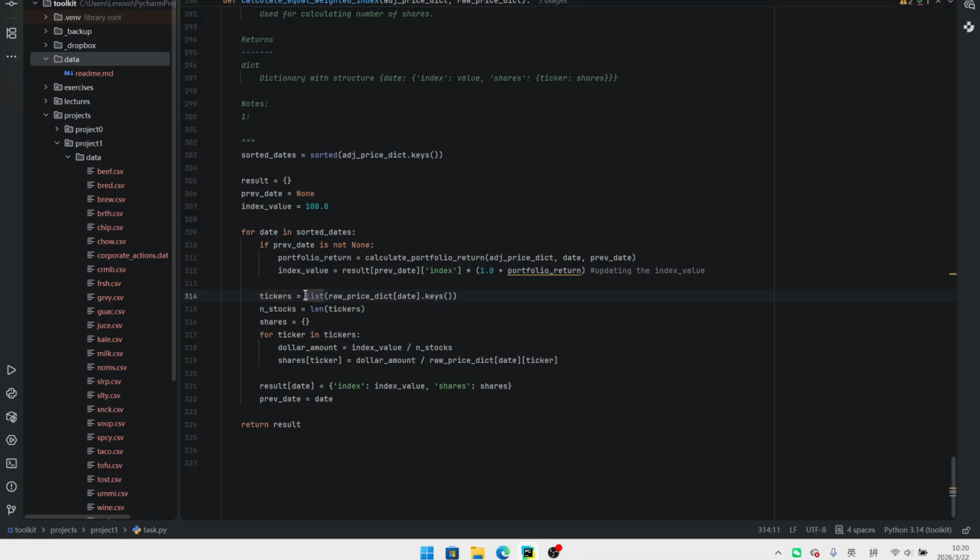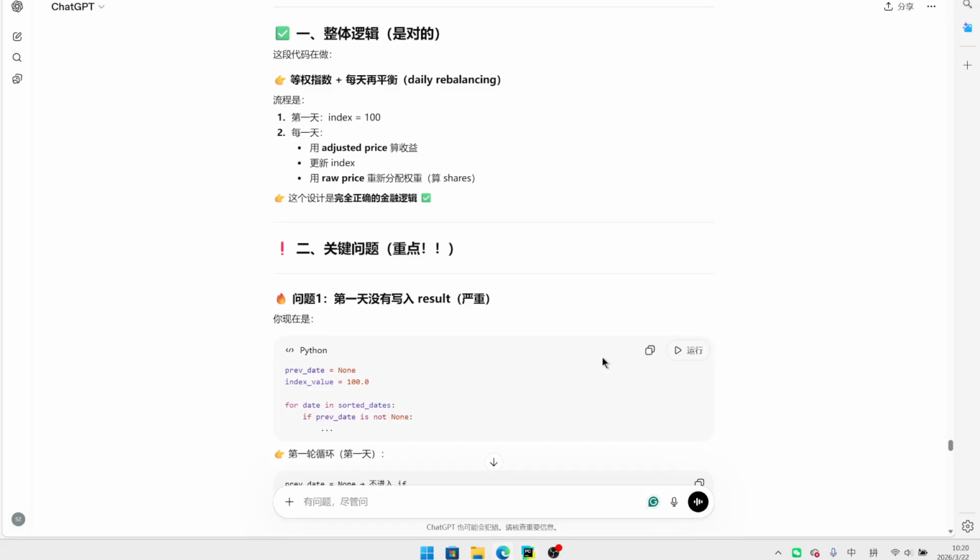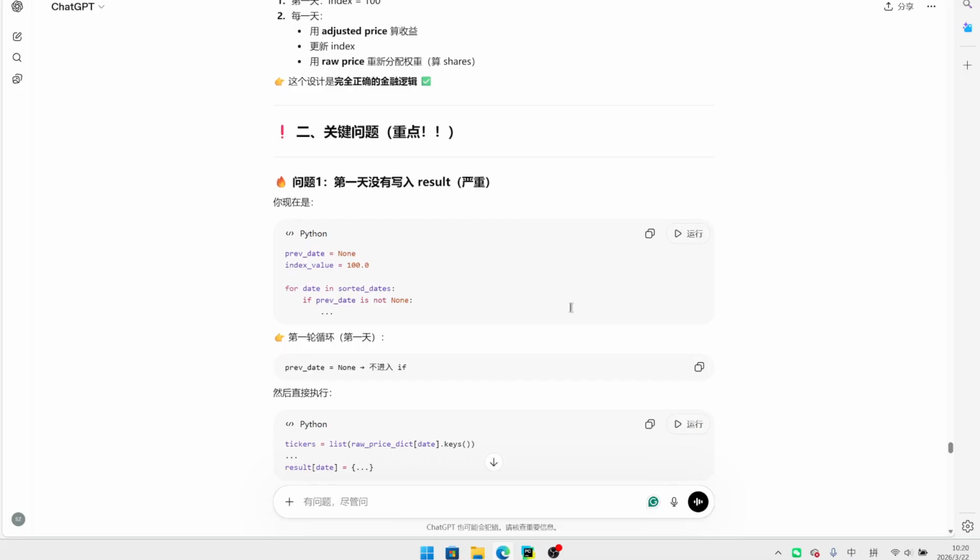Updating value for ticker equals to date. Number of shares length. So the ticker share is the dictionary. For ticker in ticker dollar amount, index divided by number of stock. Number of ticker is dollar amount divided by ticker. So the private date is now for Verizon.